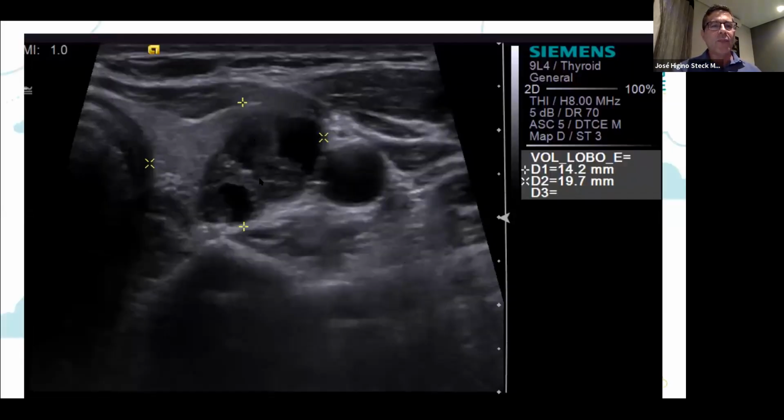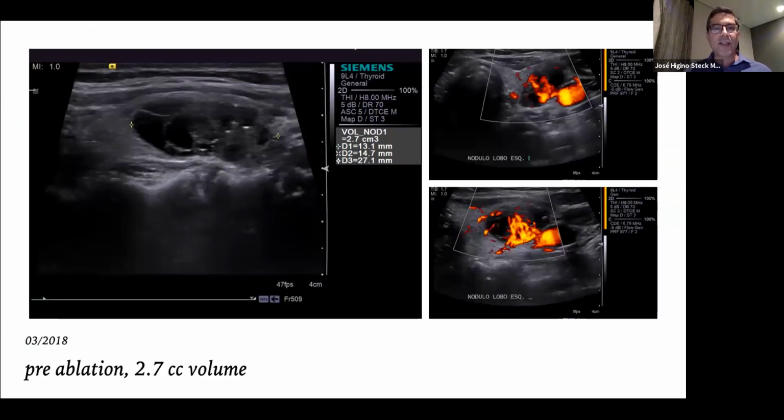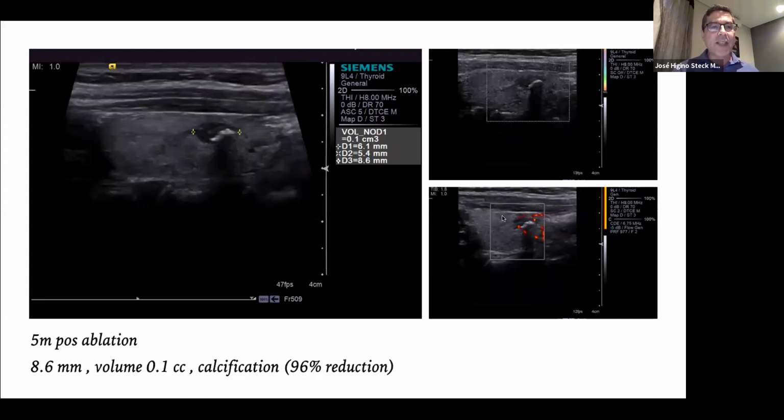Here is the aspect, predominantly solid, the nodule, so we don't need to use ethanol in this case. Here, before the ablation, we can see the volume. It's not a very big nodule, but it was apparent in the neck. And this was the complaint of the patient, showing the vascularity of the solid part. And after 6 months, you can see a very good result with 96% reduction.